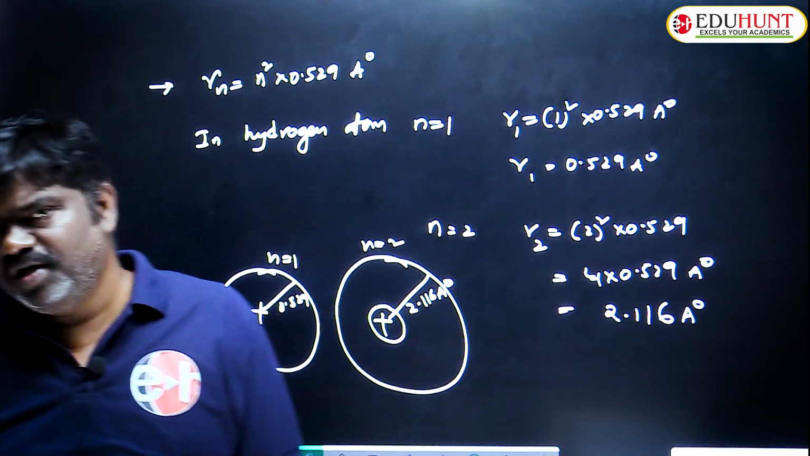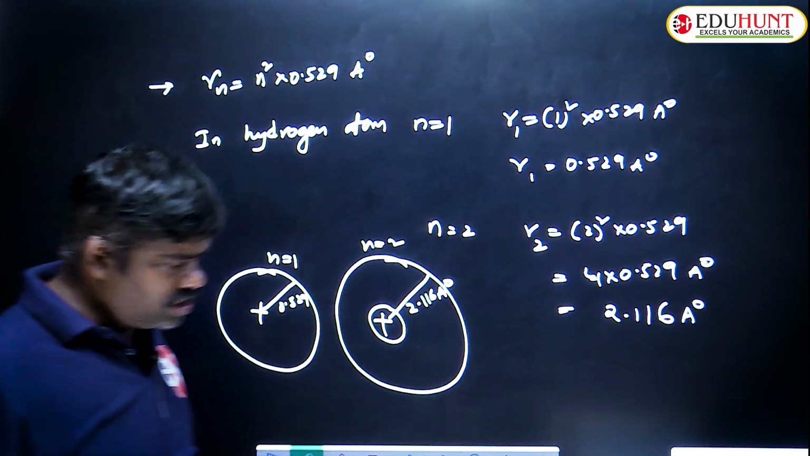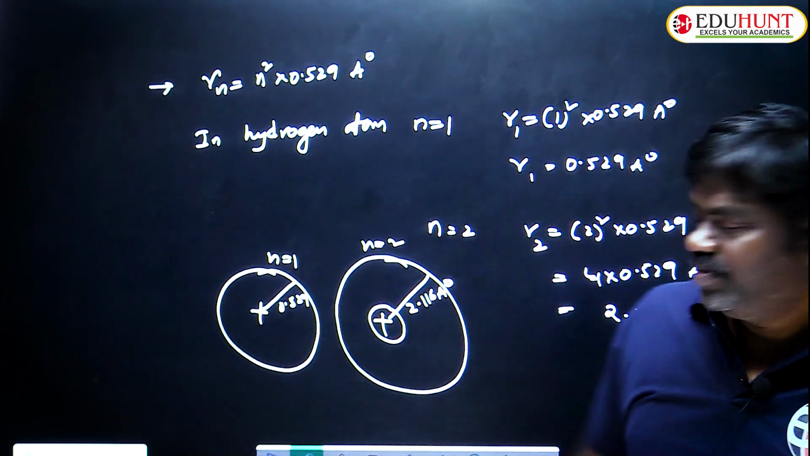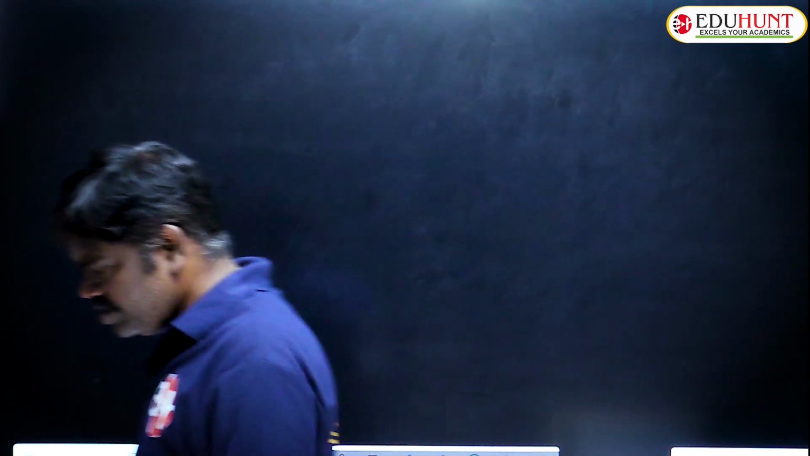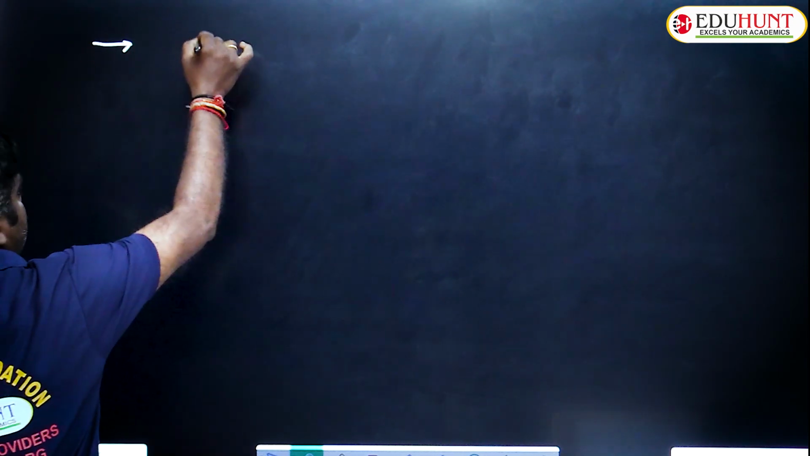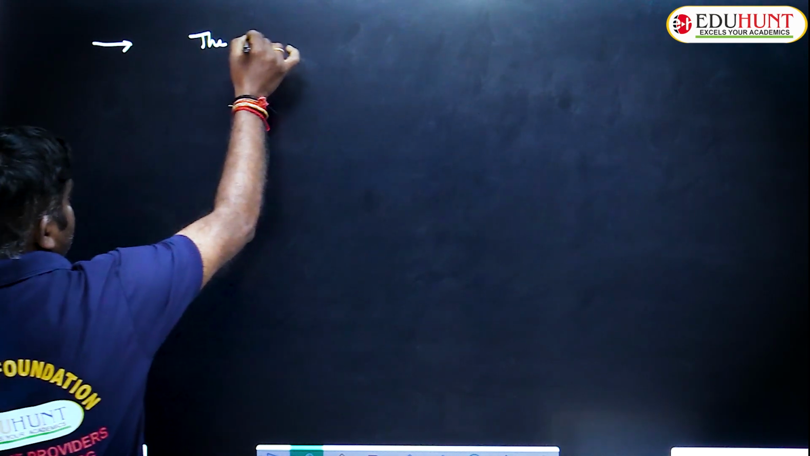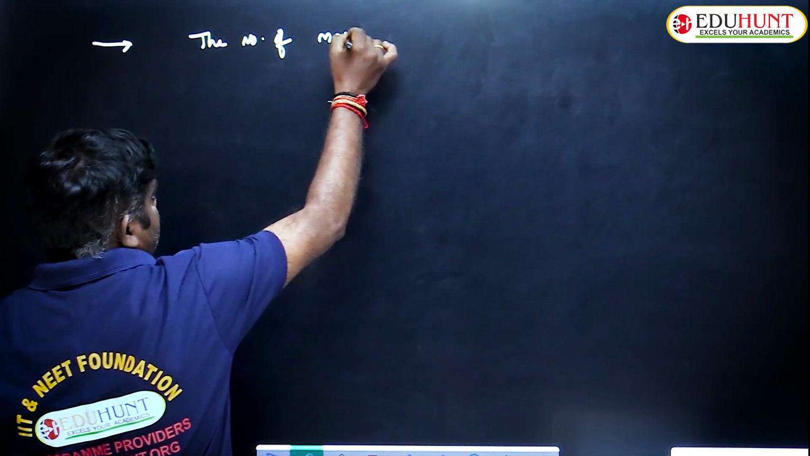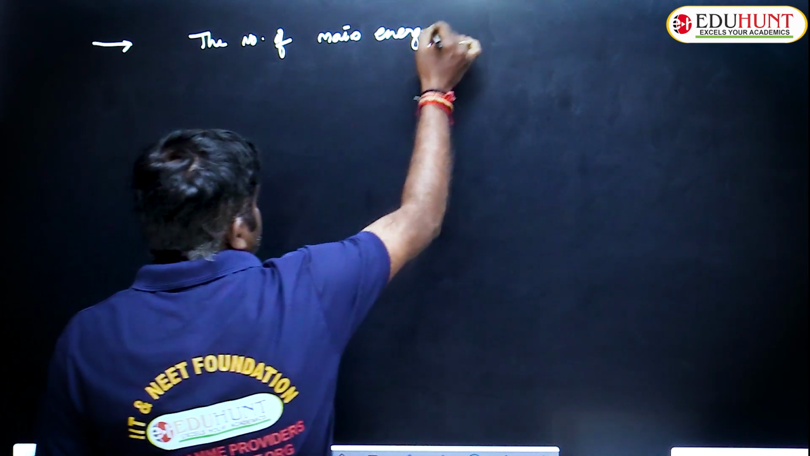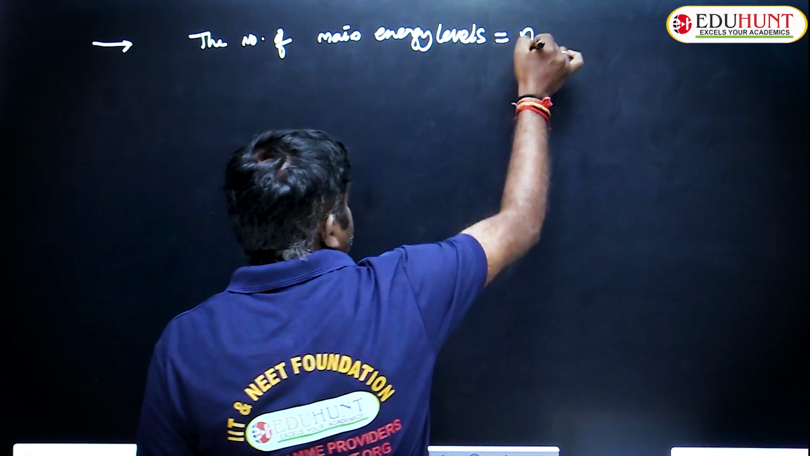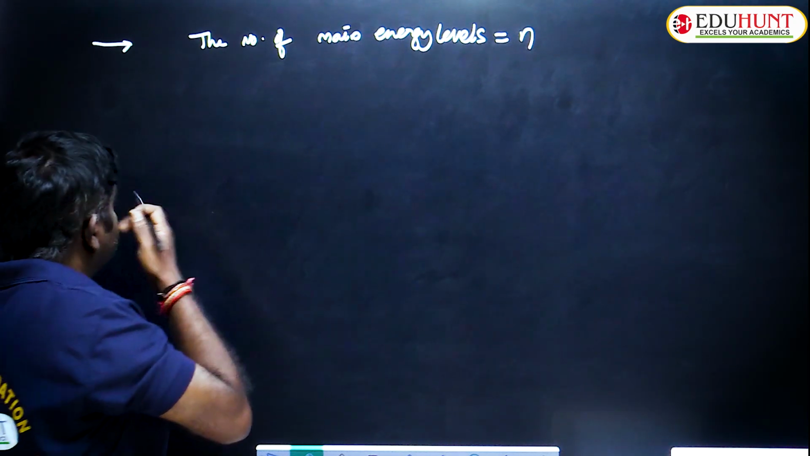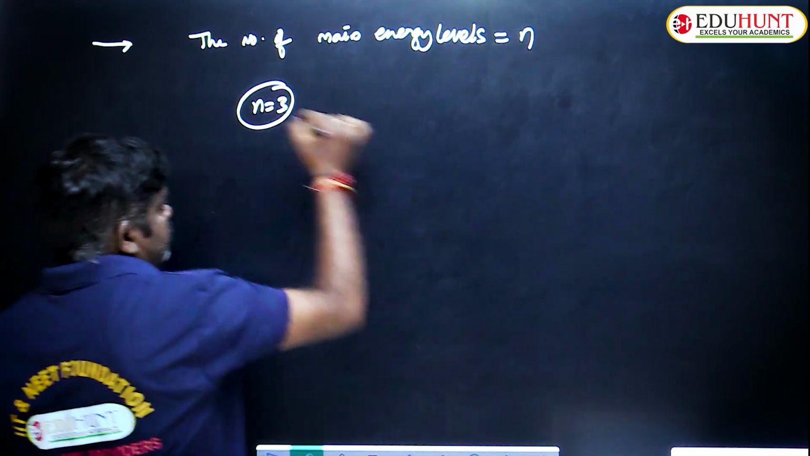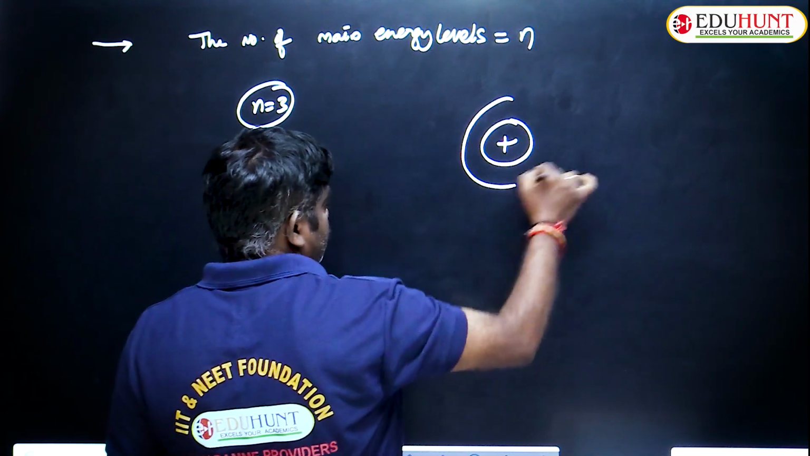This is very important. Another important point based on the principal quantum number is the specification: it also gives the number of main energy levels, which is equal to n. For example, if we take n is equal to 3, it contains 3 main energy levels: 1, 2, 3.